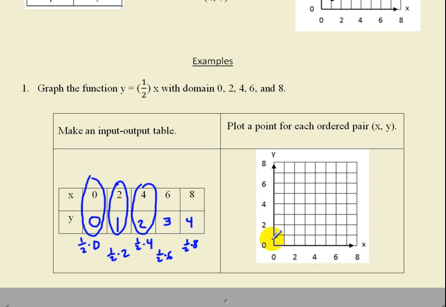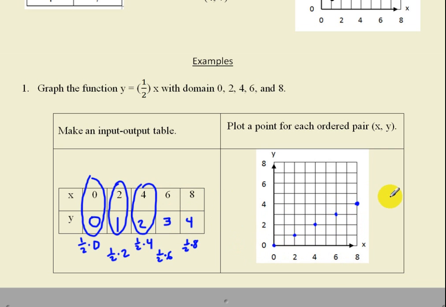So we have a point at (0, 0), right at the origin. Then (2, 1), then (4, 2), so go to 4 on the horizontal axis and up 2. (6, 3), so we go 6, and then 3, and finally (8, 4). And notice that these form a straight line.